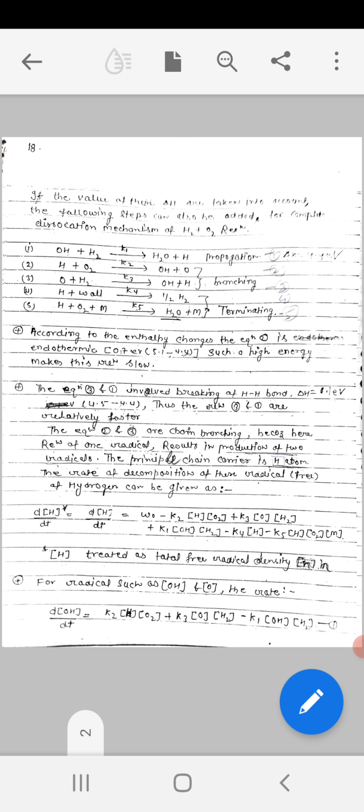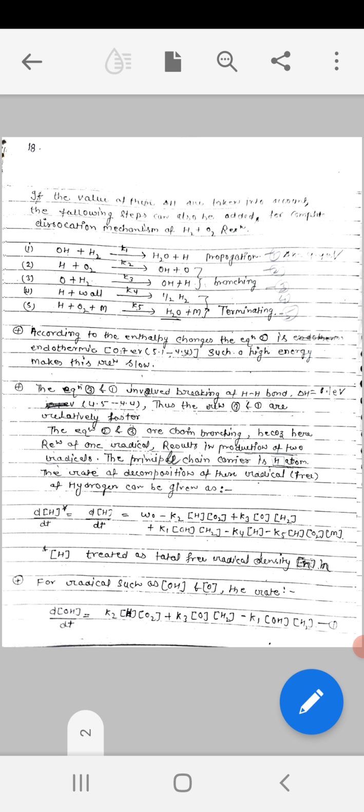According to the enthalpy changes, the reaction is endothermic, that is 5.1 electron volt minus 4.4 electron volt. Such a high energy makes this reaction slow. Because high energy is involved in it, this reaction proceeds at a slow speed.